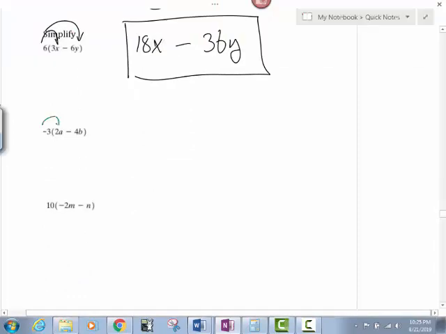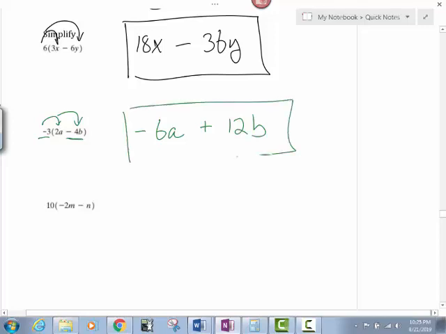So we're going to go negative 3 times 2a. Negative 3 times, I can think about this as a negative 4b. So negative 3 times a positive 2 is a negative 6 with an a. A negative 3 times a negative 4 would give me a positive 12 with the letter b.